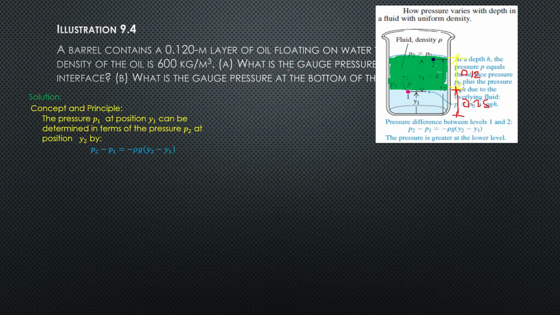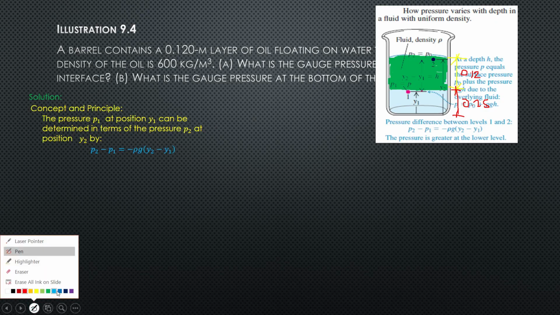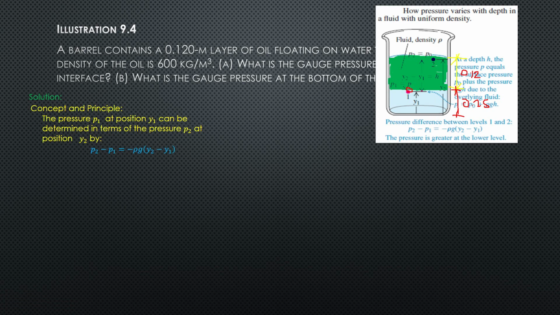The first question is, what is the gauge pressure at the oil-water interface at this point? Okay, and this can be simplified to this equation. The absolute pressure will be equal to the atmospheric pressure plus the gauge pressure.